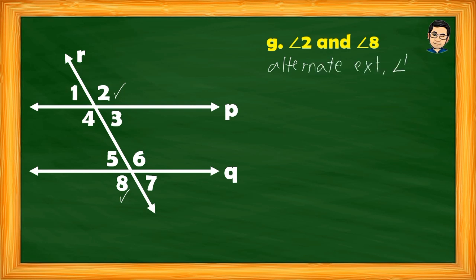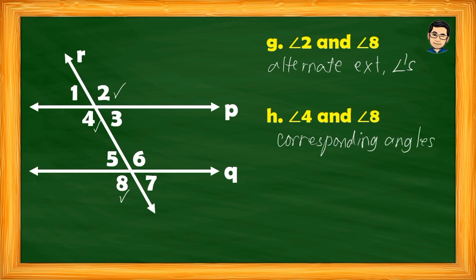Alternate exterior angles. For letter H, angle 4 and angle 8. So angle 4 and angle 8 again. Meron pong angle na nakapagitna sa kanila, which is angle 5. Okay, and then yung angle 8 is an exterior angle, and then angle 4 is an interior angle. So therefore, angle 4 and angle 8 are corresponding angles. Letter I, angle 5 and angle 7. So angle 5 and angle 7 are vertical angles.